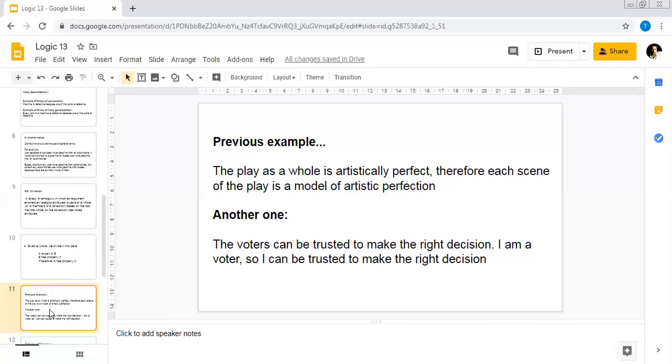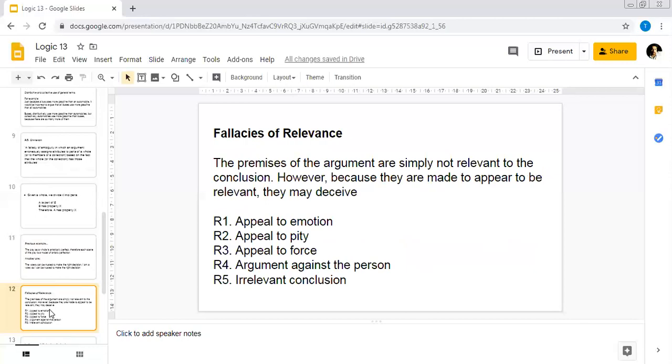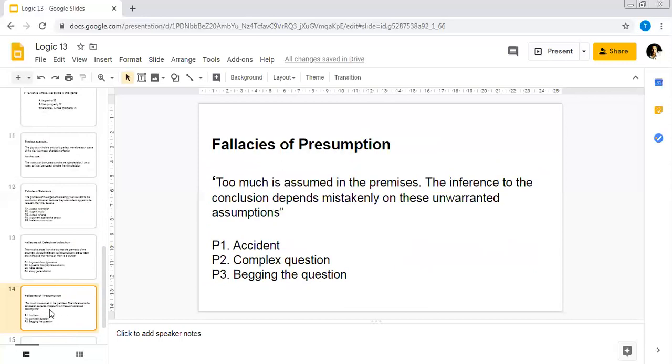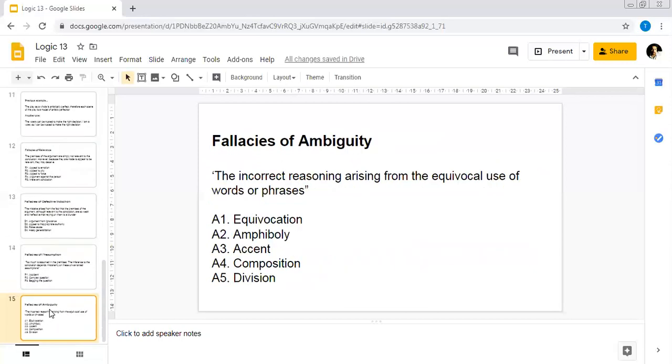Okay, right. So this is just a quick recap of all that we've done. We looked at fallacies of relevance, R1, 2, 3, 4, 5. Then we went on to defective induction, D1, 2, 3, 4. Then presumption, P1, P2, P3. And obviously the last one, ambiguity, till A5, which was division. Okay, so now with this, we're done with the chapter on informal fallacies. So now what I expect you to do is get ready for an assignment. Okay.